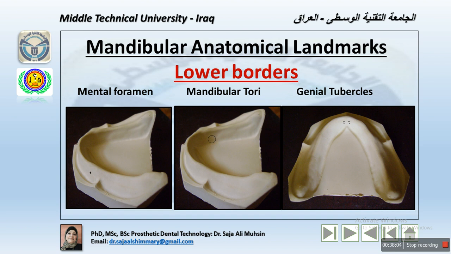And the genial tubercle, these are bony structures and a muscle attachment as well. These are within the bone, not exposed, but sometimes we have an enlargement of these genial tubercles, greater and lesser genial tubercles, and this may sometimes lead to problems, of course, in construction of the lower complete denture.